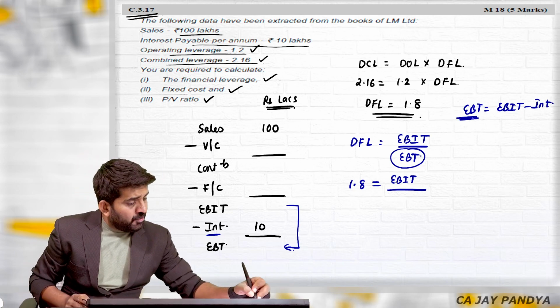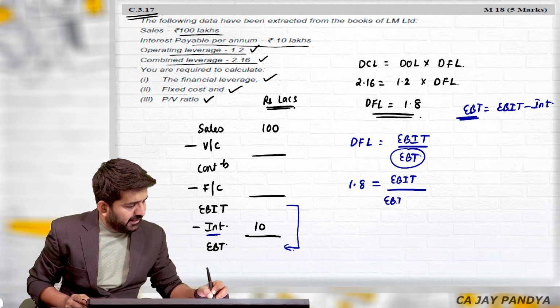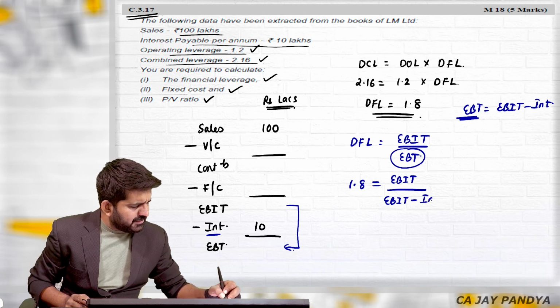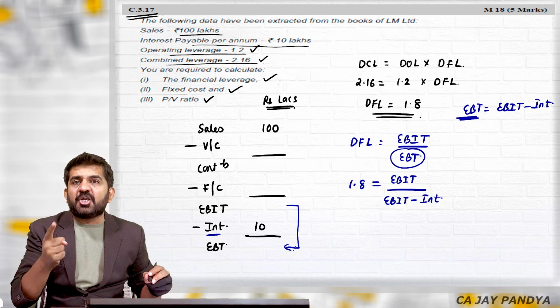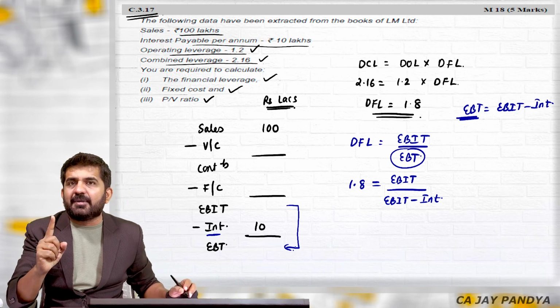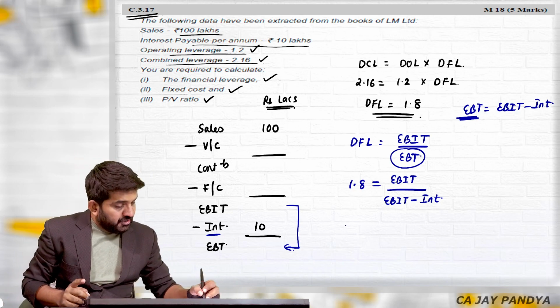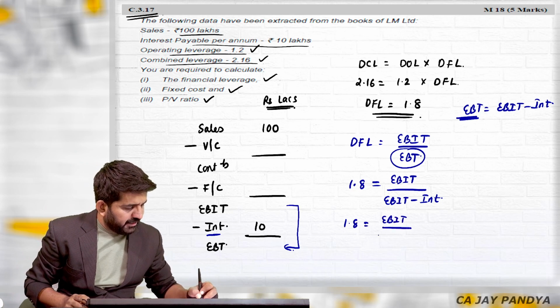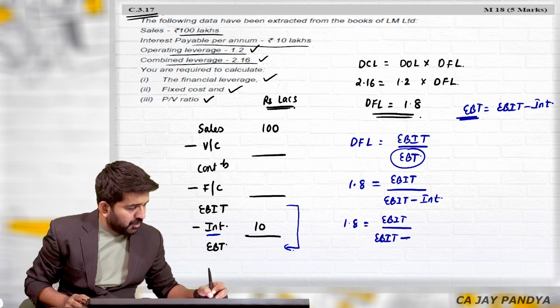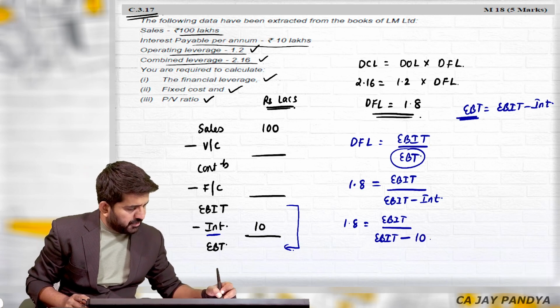So instead of EBT, I am writing EBIT minus interest. Why? In an equation, if there is only one variable, it can be easily found out. Here, now only one variable will remain, which will be EBIT, because I know interest is 10 lakhs.